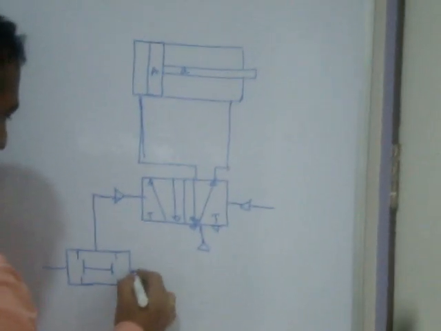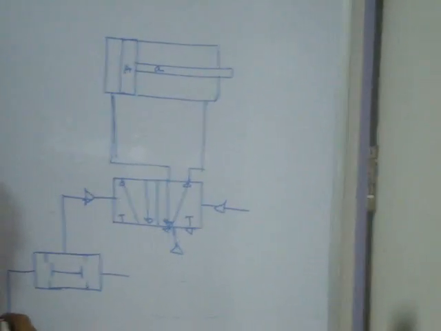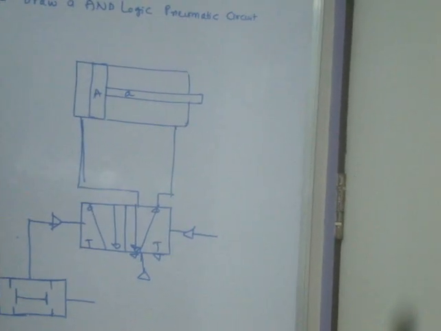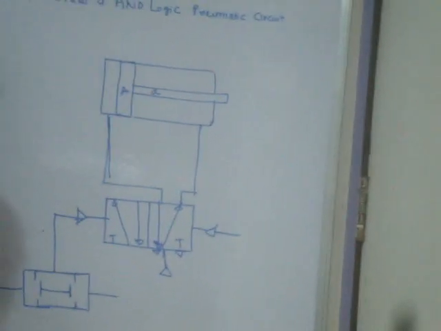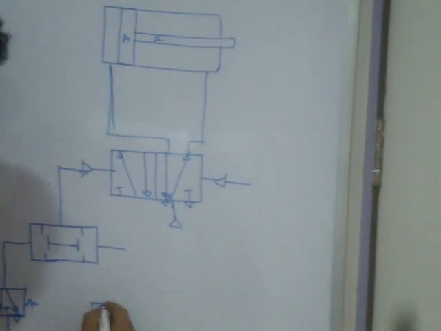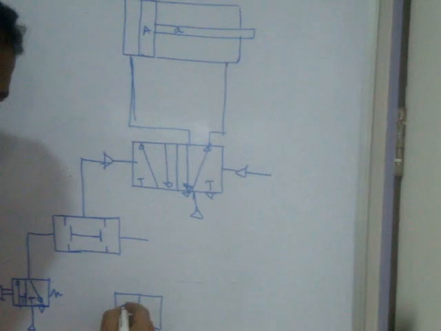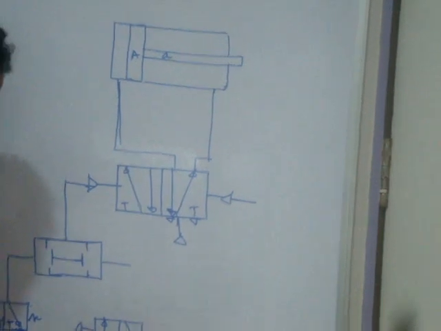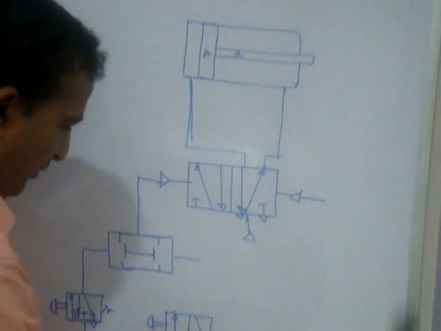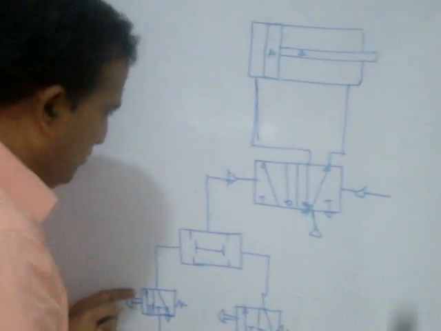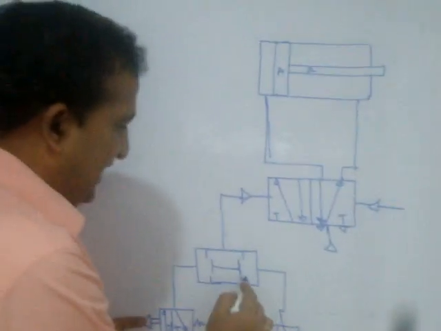So here I use one more 3 by 2 spring return valve. Okay. And here also I use one more 3 by 2 spring return valve. Okay, only one compressor, but I am showing a different compressor. In this case, if I press both, then only the fluid will go to here. If I press one, it closes here. This side also closes.